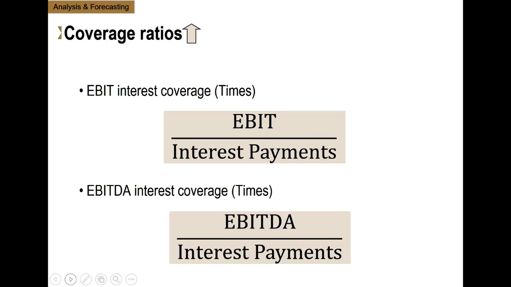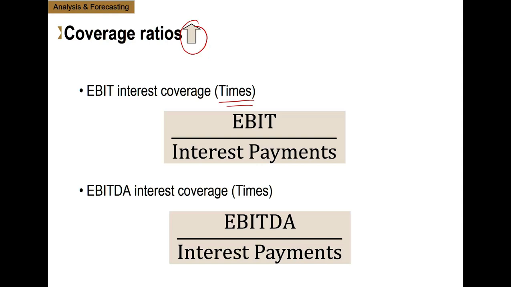So coverage ratios try to measure how well you can pay the payments that you have to make periodically, right? So in this case, your interest payments. The EBIT interest coverage ratio is expressed in times, and generally we want this ratio to be as high as possible, right? Because that means that you are capable, through your operations, of paying your debt.